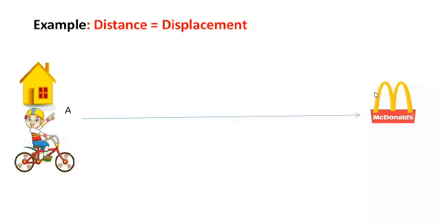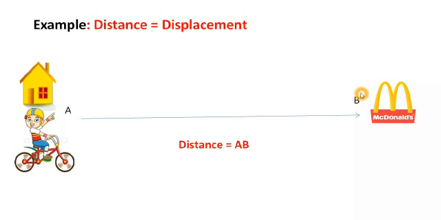And at McDonald's, this is its point B. So in this case, our distance would be A to B, AB. Now what is the displacement in this case? As we know, we require only initial and final position. So this is the initial position A at home, and this is the final position B, McDonald's.